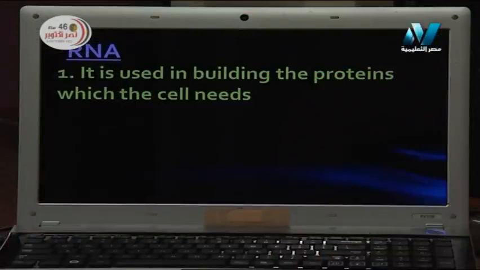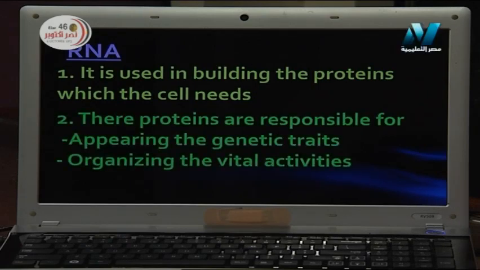What about RNA? RNA is used in building a protein which the cell needs. Also, these proteins are responsible for appearing genetic traits and organizing vital activities. يبقى ال RNA هو عبارة عن، قال لي ده بيساعد على building بروتين.